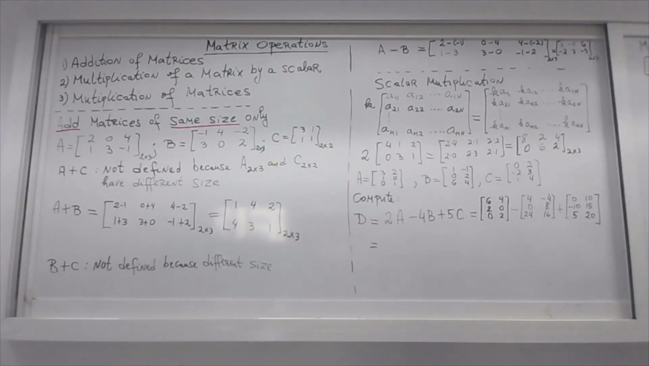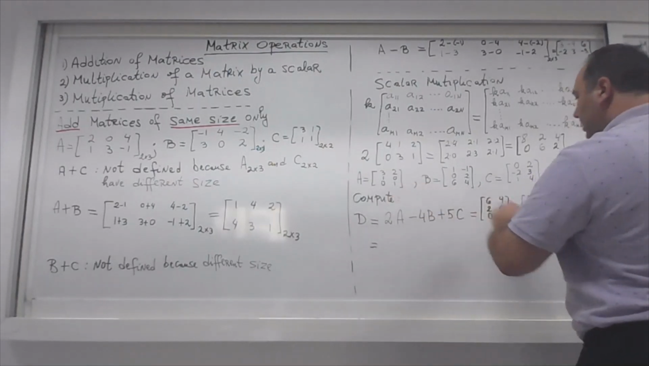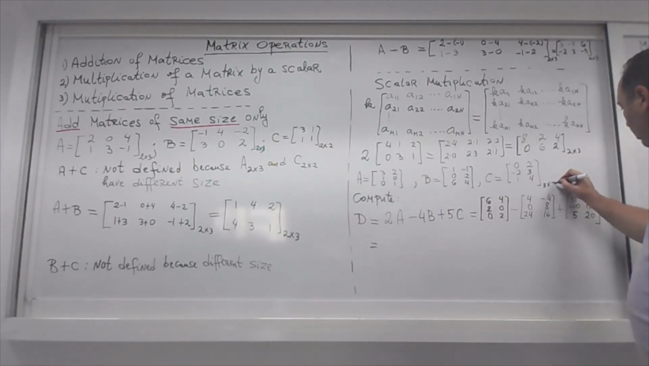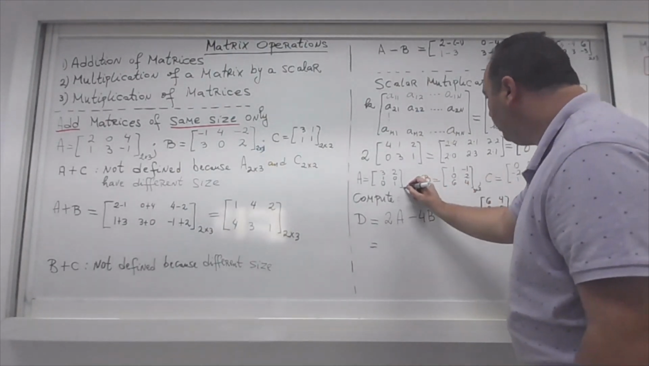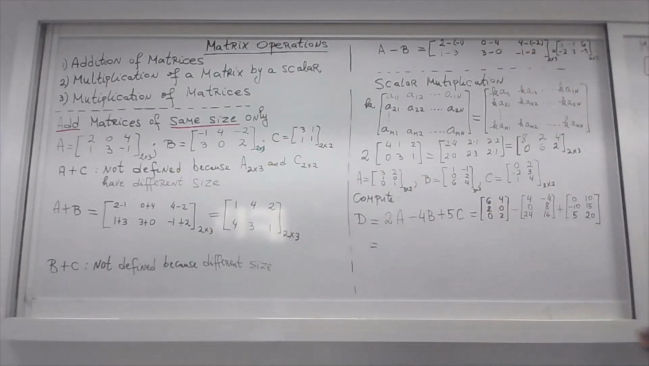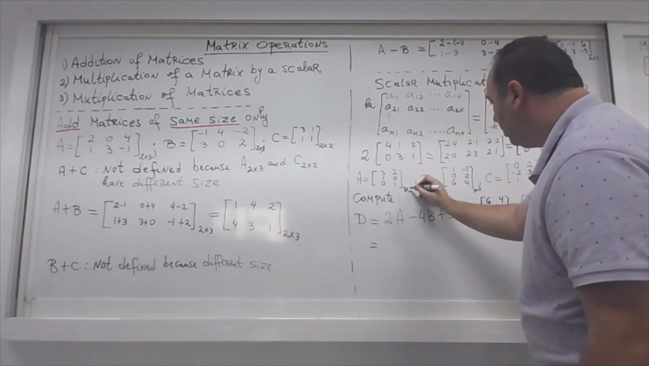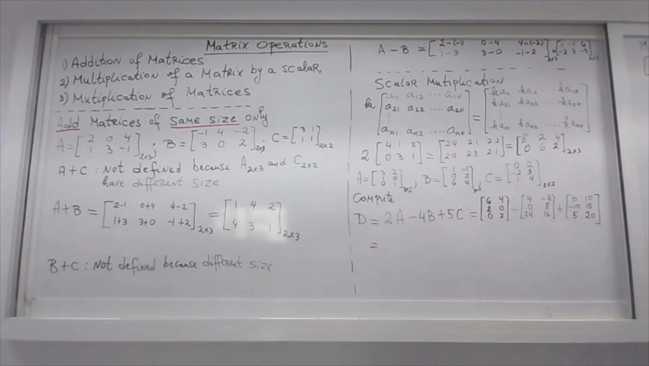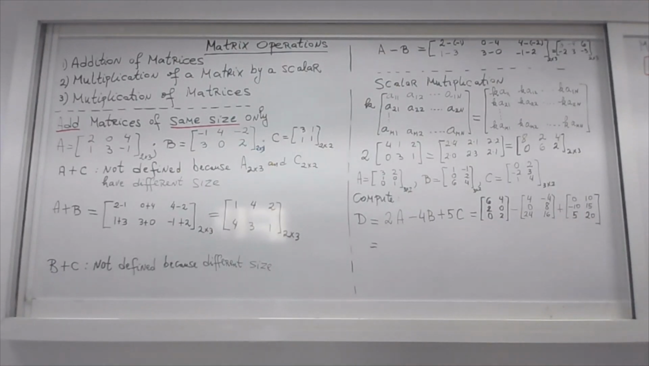So now we can have something more involved. I have 3 matrices A, B, C. All of them are 3 by 2. Right? 3 rows and 2 columns, all of them. So I can actually add them and subtract them. So let's say I want to compute a matrix D that is actually 2 times A minus 4 times B plus 5 times C. Let's have fun.